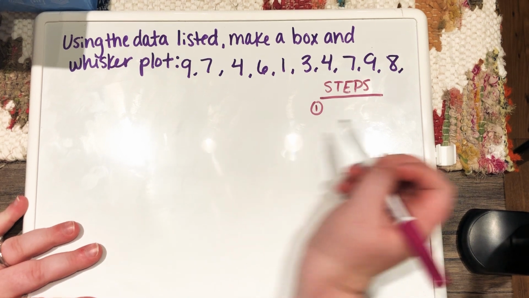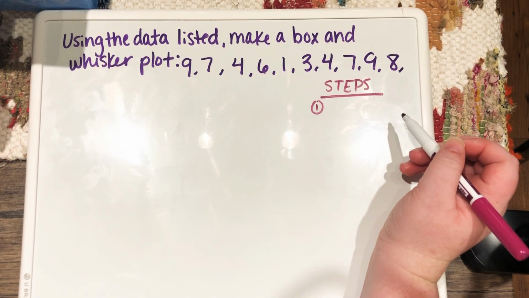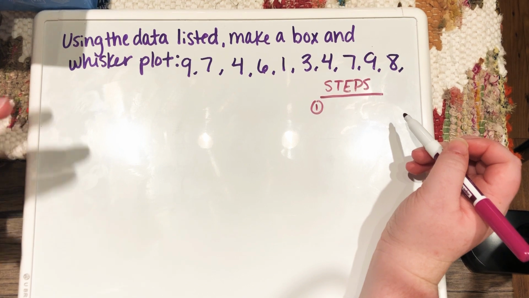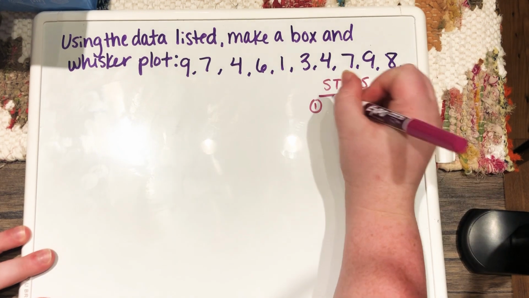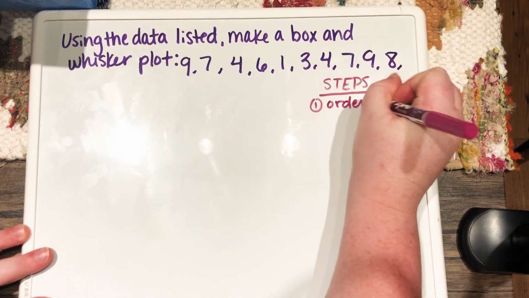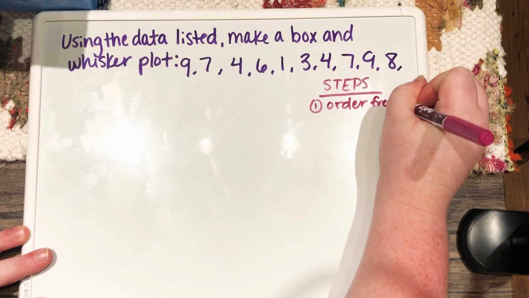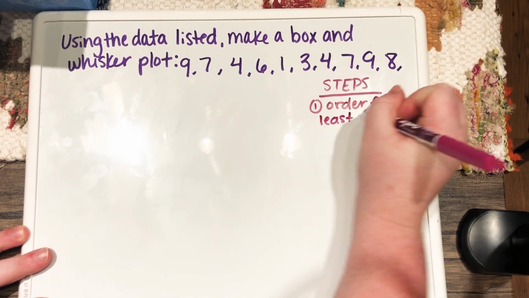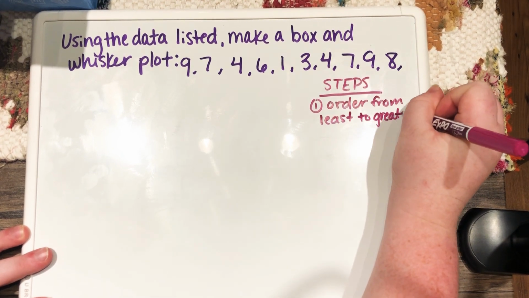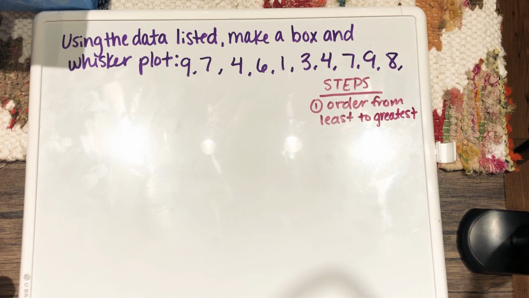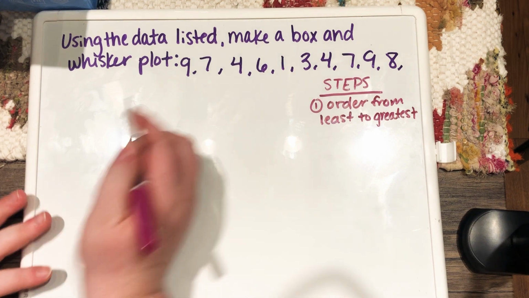Our first step always, when we're dealing with any type of data, whether we're finding mean, median, mode, range, box and whisker plots, any of the stuff that we've talked about, is to order from least to greatest. That just puts everything in order for us, so it's a lot easier to find our median and the other values. Also, if you are not already, I highly recommend pausing this video and taking some notes along with me. So first step, let's do it together.